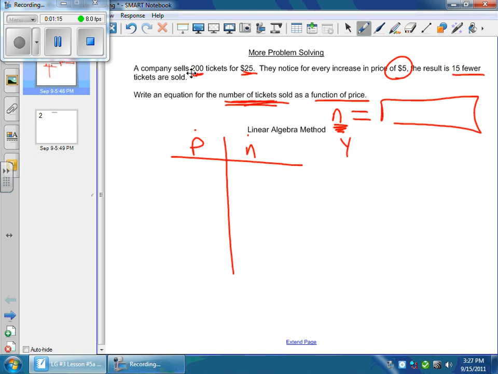Well, what we're going to do here is we're going to add in the things now. For case in point, let's take a look at the N value. The N value is the number of tickets. You sold 200 tickets for $25. All right, so if you think about it, this is your first point. 25 comma 200. There's your first point. Your second point is an increase of $5 and you're going to sell 15 less tickets. So that means you're going to sell 185 tickets.